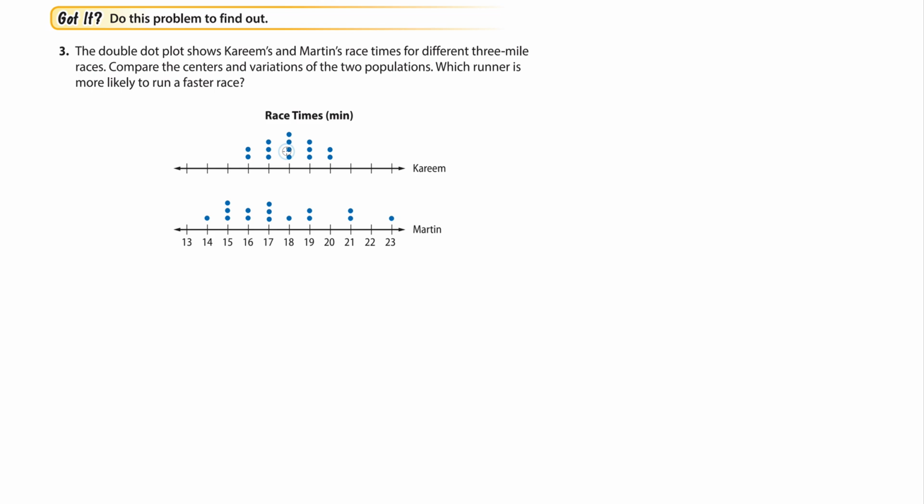If we look at it, Kareem's is nice and symmetric. However, Martin's isn't. Martin's goes up, down, up, not symmetric at all. So if they are not both symmetric, then you're going to do median and interquartile range. Those are the two you do. So for the center, you do the median, and for the variability, you do interquartile range.